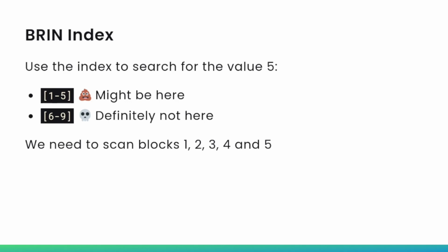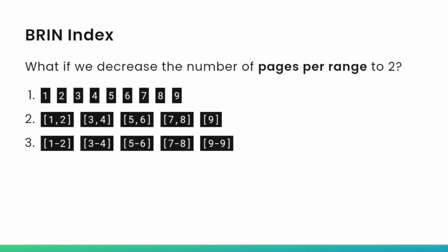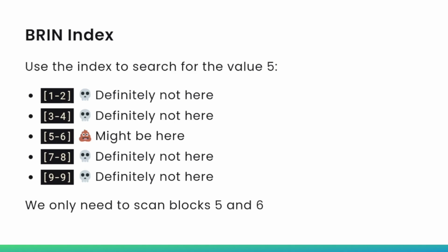Let's go to the other extreme, and this time, let's say that I want to have just 2 pages per range, okay? So this is what my index looks like, and I'm searching for the value 5, okay? So this time I have 5 entries in my index, so my index is bigger, but it's much more accurate because now I'm able to reduce my search just to blocks 5 and 6.